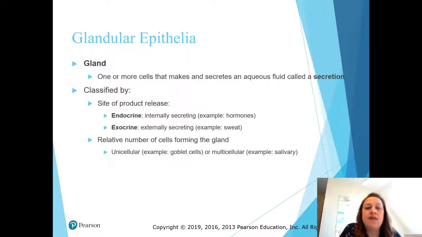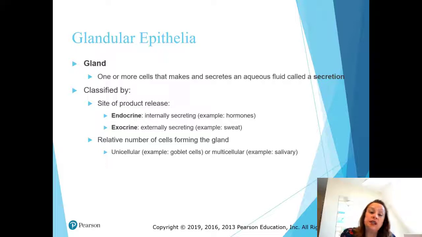Glandular epithelia is one or more cells that make or secrete a fluid, any kind of a secretion. So we could talk about hormones, sweat, oil, saliva, all kinds of things. Anything that our glands will secrete all over the body. Salivary glands in the mouth, sweat glands in the skin, goblet cells that secrete mucus throughout our entire digestive tract. Hormones, from our thyroid or adrenal glands, are all going to be glandular epithelia.